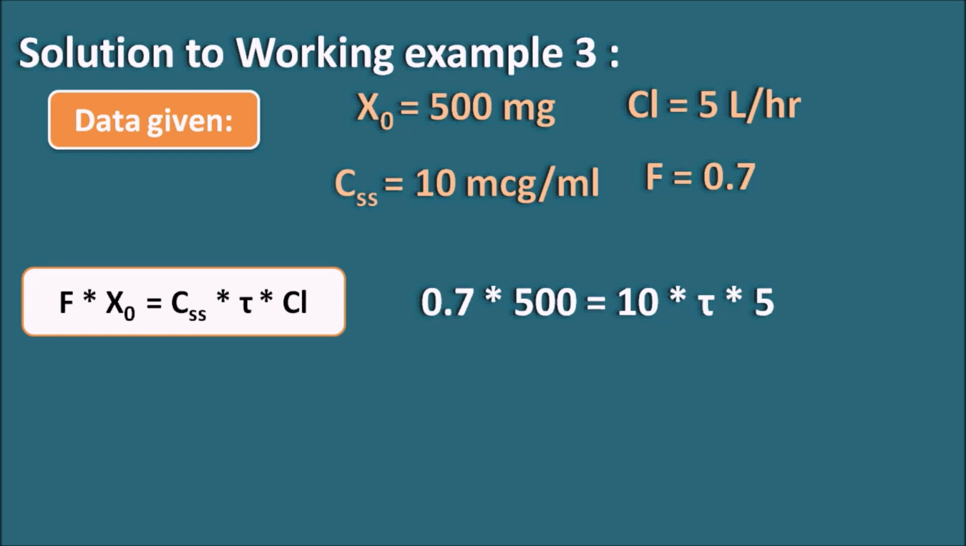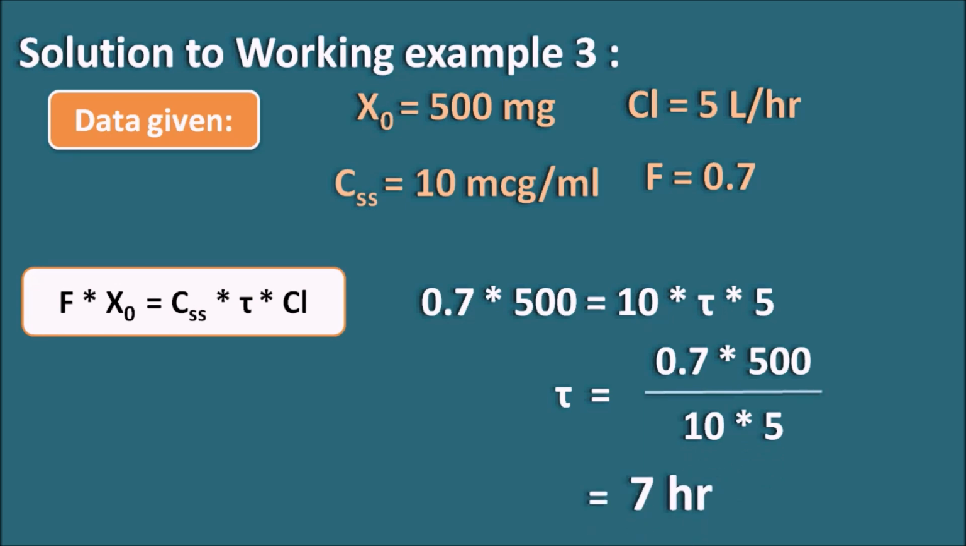So now CSS is 10 into tau into 5. In other words, tau is equal to 0.7 into 500 by 10 into 5, which on solving gives 7 hours. So the drug should be given every 7 hours to maintain a steady state concentration of 10 microgram per ml at a dose of 500 mg. So in this way we can calculate the dose required, the dosing interval required, or the AUC that is to be maintained in a controlled release formulation by using this equation, F into X naught is equal to CSS into tau into clearance.